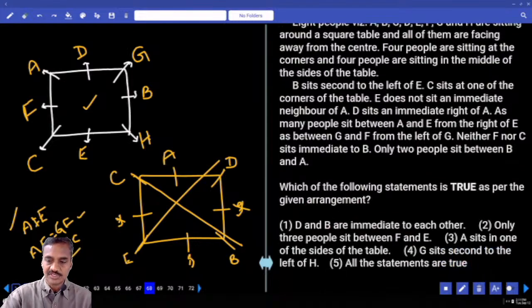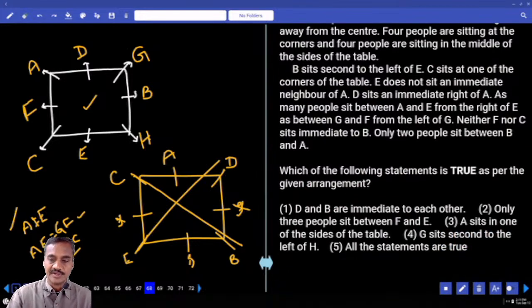And 68, which of the following statements is true? D and B are immediate neighbors, false. Only three people between F and E, again false. A sits at one of the sides, false. G sits second to the left of H, definitely true, choice 4, question number 68.